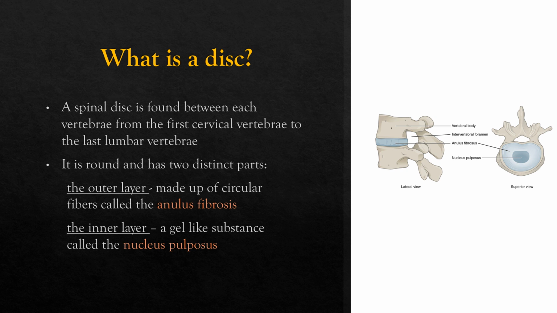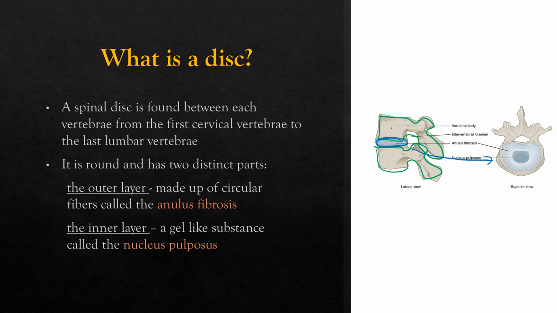So what is a disc? A spinal disc can be found between each vertebrae, starting in the neck all the way down to the last lumbar vertebrae. There are little cushions between each of our vertebrae. And if I outline in green here, this is a vertebrae. And then there's a vertebrae below. And found in between, in blue, is going to be your disc.